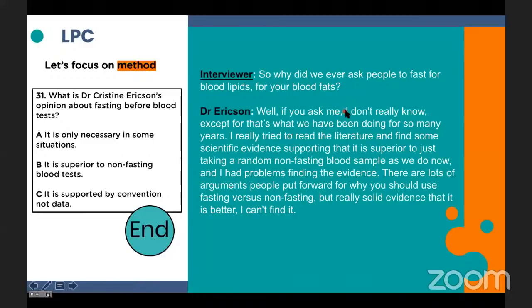Okay, question 31. So what is her opinion about fasting before blood tests? The answer is C. It is supported by convention, not data. She does not say it's only necessary in some situations. And she does not say it's superior to non-fasting blood tests. What she says in numerous occasions, but just in different words, is fasting before blood tests is supported by convention, not data.